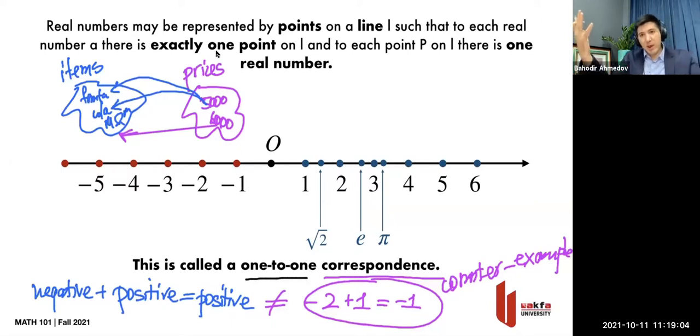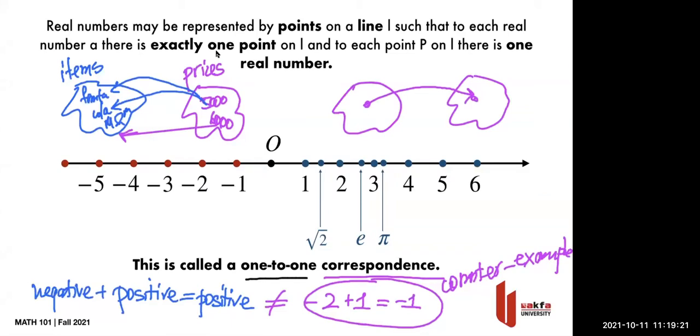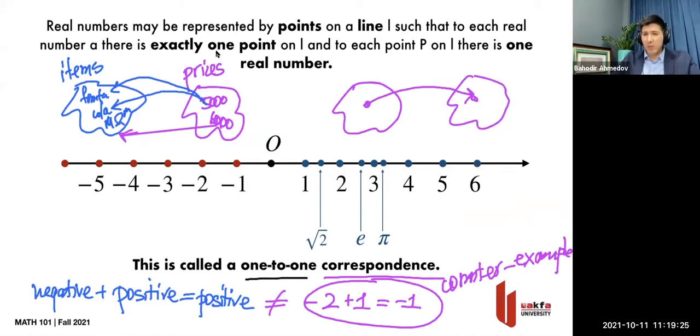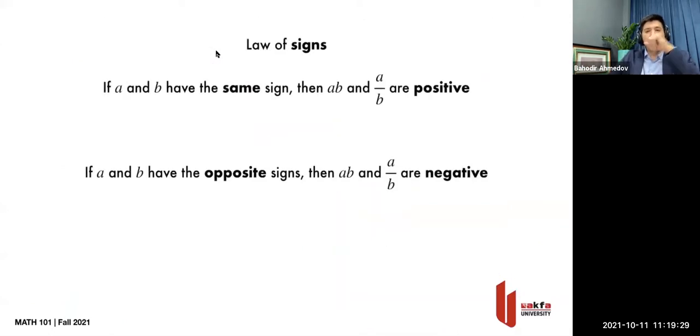So numbers and points make a one-to-one correspondence, because for every single item from the set of numbers, there is always a single item from the set of points. This is one-to-one correspondence. Do you understand what it means, one-to-one correspondence? Yes, it's clear. Whenever we discuss inverse functions, we will come back to this. It's important.